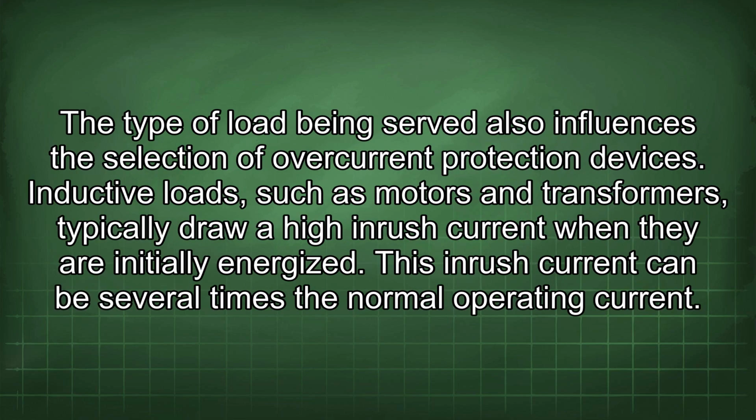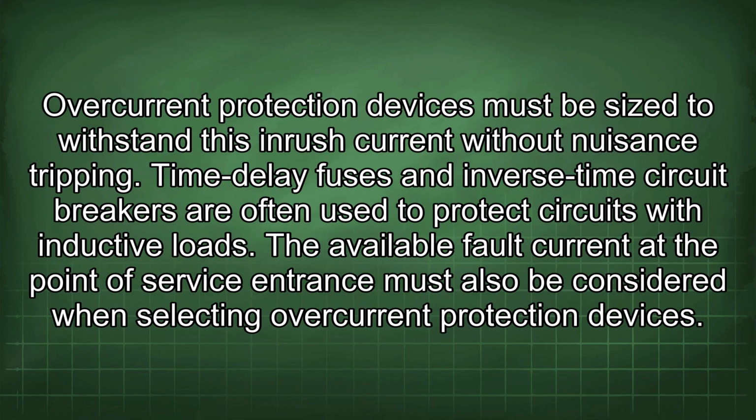The type of load being served also influences the selection of overcurrent protection devices. Inductive loads, such as motors and transformers, typically draw a high inrush current when they are initially energized. This inrush current can be several times the normal operating current. Overcurrent protection devices must be sized to withstand this inrush current without nuisance tripping. Time delay fuses and inverse time circuit breakers are often used to protect circuits with inductive loads.